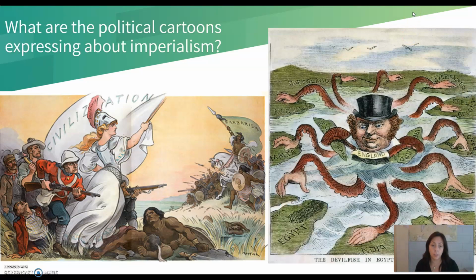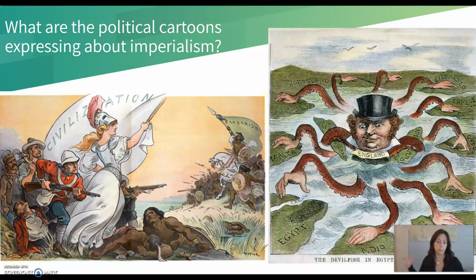Here you see two political cartoons. What are they expressing about imperialism? The one on the left, you always want to look at political cartoons very analytically and look at what is labeled, what is a symbol of an idea or a group of people or something. So on the left, the figure in white looks almost like a Greek god or a Renaissance man, and he's holding a flag with the word civilization.